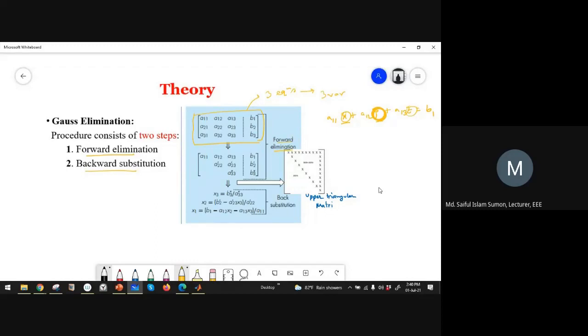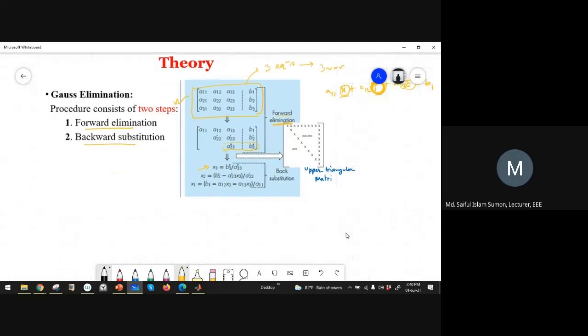In the process of elimination, we will be eliminating the variables, the number of variables, so at the end only one variable will be remaining. Whenever one variable is remaining in the equation, then very easily we can find the solution. I'm going to explain this one, no problem.